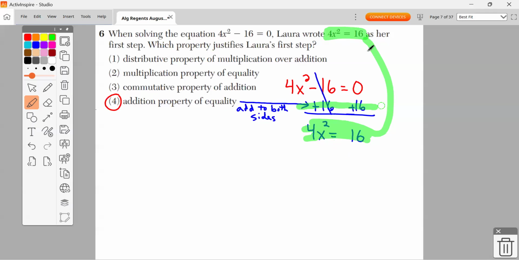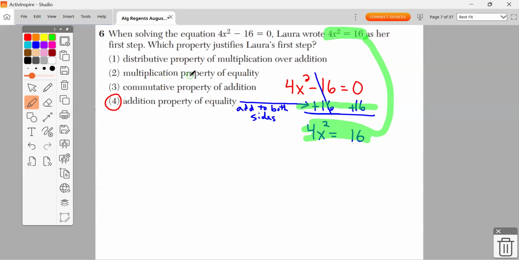And that gets you to her second step, which is 4x squared equals 16. So what did she do here by adding 16 to both sides? Adding 16 to both sides is the addition property of equality. It would not be distribute. Distribute would have parentheses, and you take the number outside and multiply it by both of the things on the inside. It wouldn't be the multiplication property of equality.